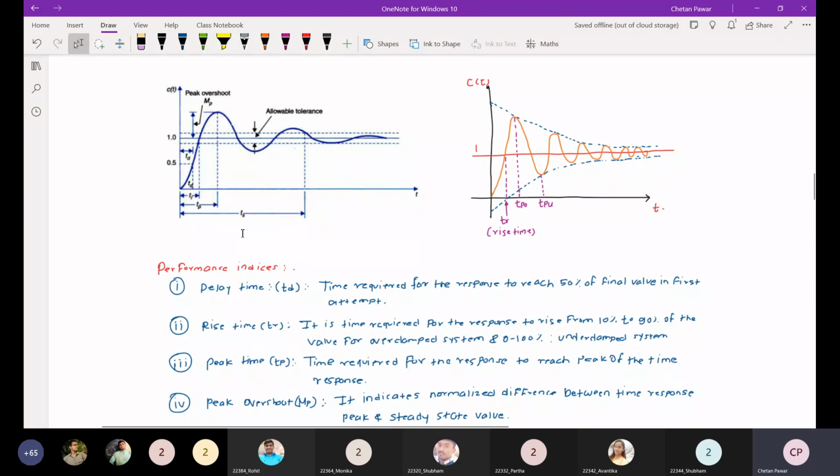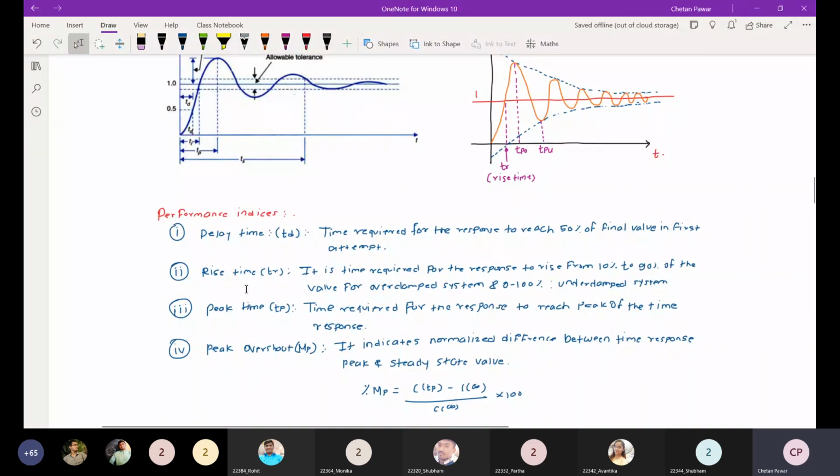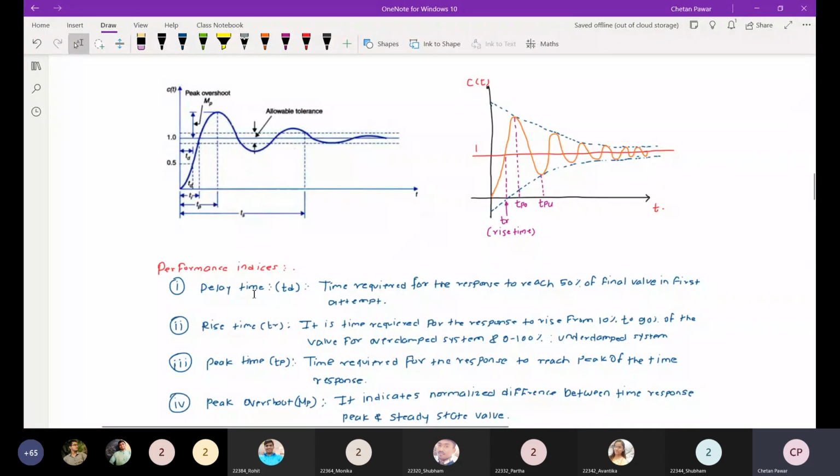Then there is a performance index called peak overshoot, MP. Generally it is the difference between the peak value of the response and the final value of the response. If I say this particular value is C of TP, then MP will be C of TP minus C of infinity. And what is C of infinity? C of infinity is 1.